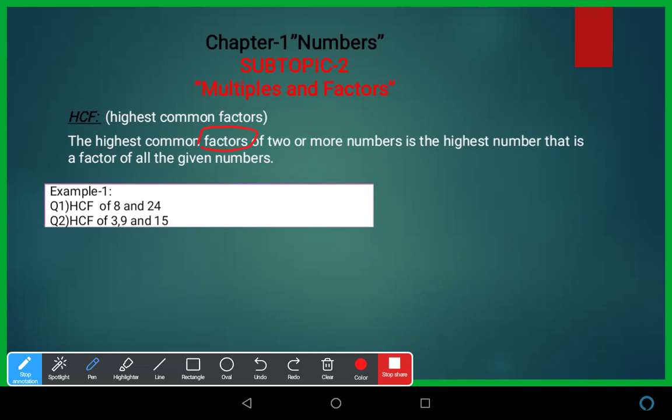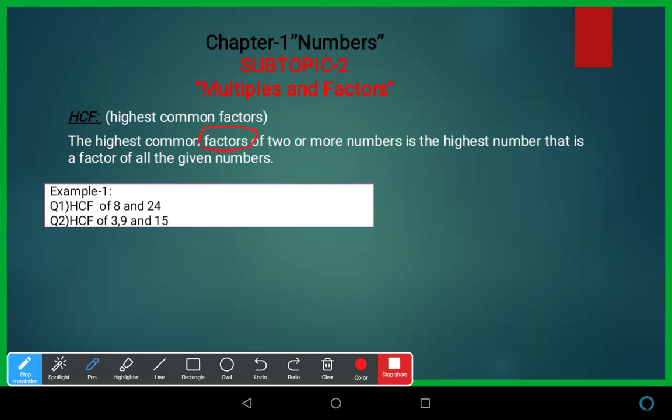You need to know the basic concept of numbers and the subtopics of numbers. In the first video, we did types of numbers. In the second video, we did multiples and factors. And today we are doing HCF and LCM. So watch each and every video so you get the clear concept.